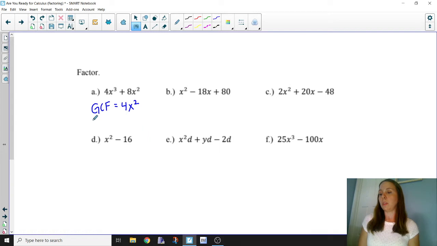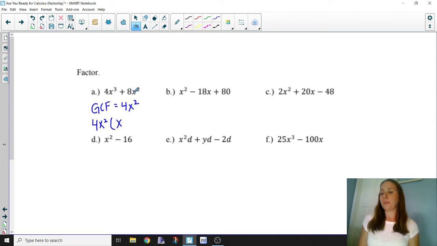Okay, so what we do to set up our factors is we write the greatest common factor, 4x squared, in front of a set of parentheses, and we think about what would be left if we would divide 4x squared out of both of these terms. Or you could think of this as undistributing the 4x squared, meaning what should you have here so that when the 4x squared would be distributed, you would have 4x cubed. That would just be x, right? 4x squared times x is 4x cubed.